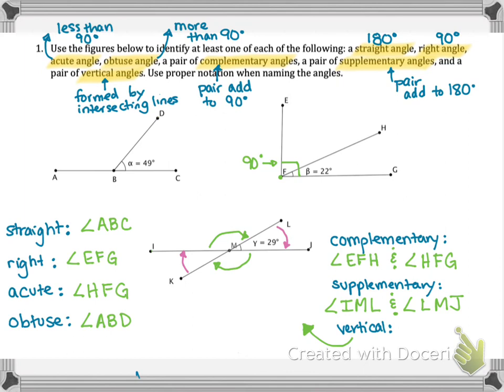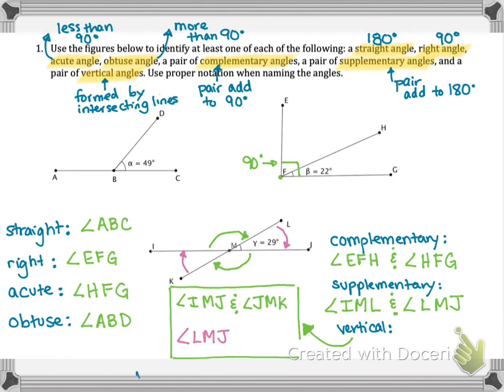Let's write both pairs. The first would be angle IMJ and angle JMK. Remember, these are my vertical angles that I'm putting right here in the middle of the page. Okay? And the other set I'm going to do in pink to match the pink on the picture. The final set of vertical angles is angle LMJ and angle KMI.